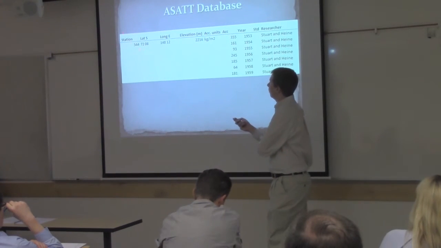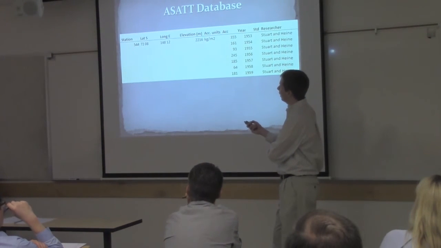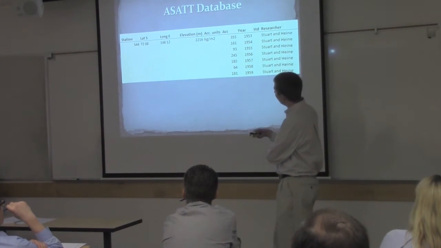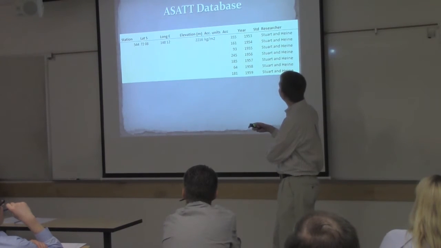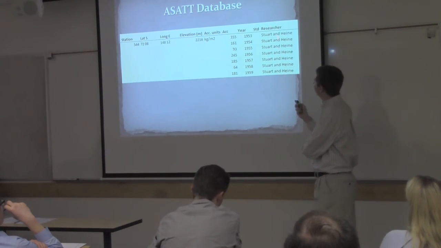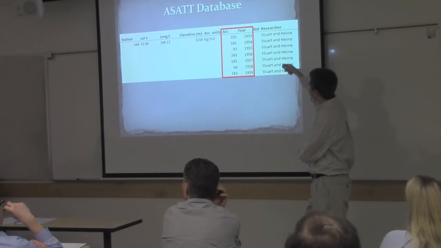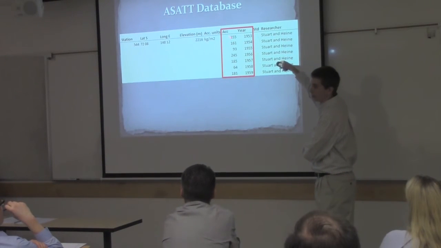So you have the name of the ice core station. It gives the longitude and latitude. It gives the elevation if it was recorded in the article, or the units, and then the researcher. And then here in these two columns, it gives the year with the snow accumulation value.